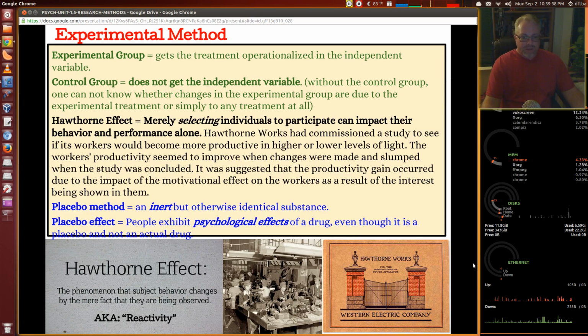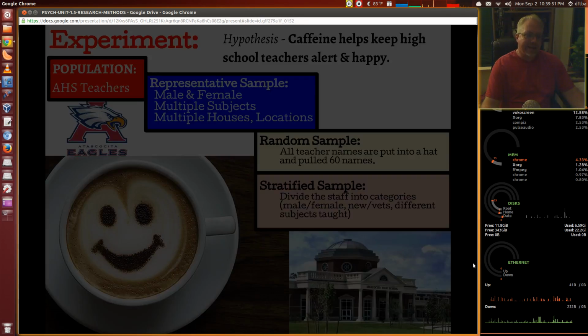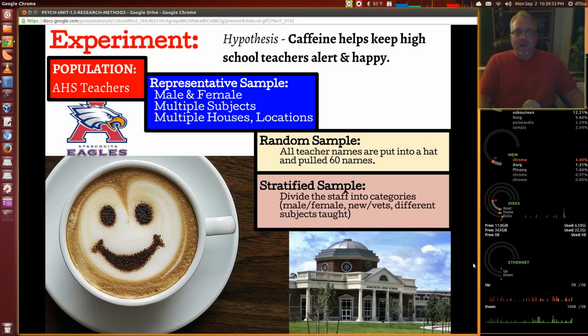So the phenomenon where a subject behavior changes by the mere fact they're being observed, this is the Hawthorne Effect, and it came into play in that Western Electric Company from the earlier slide you saw. But otherwise, the Hawthorne Effect is also known as reactivity. So let's look at an experiment here real quickly.